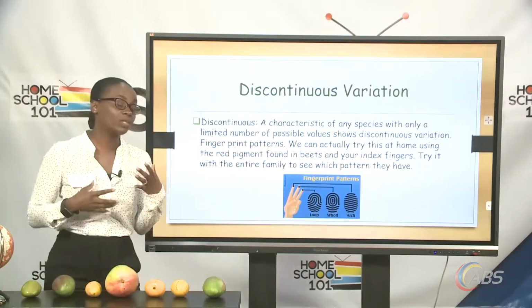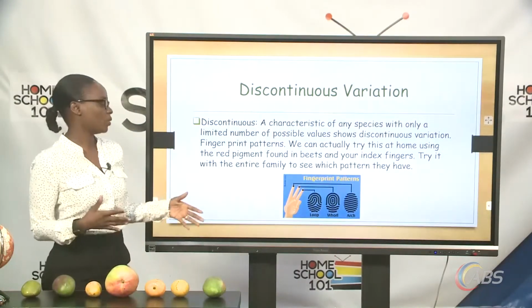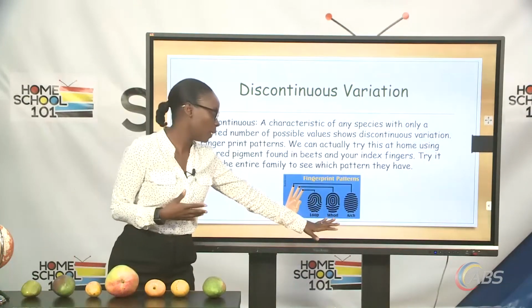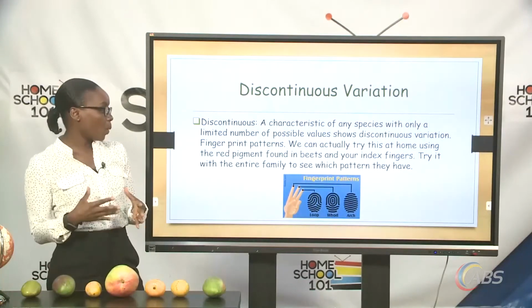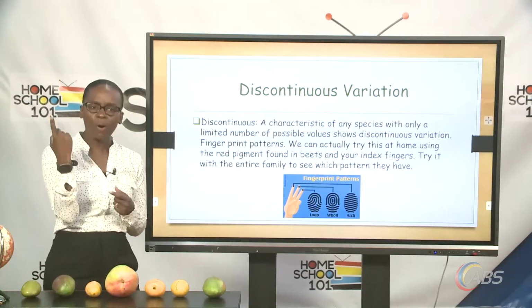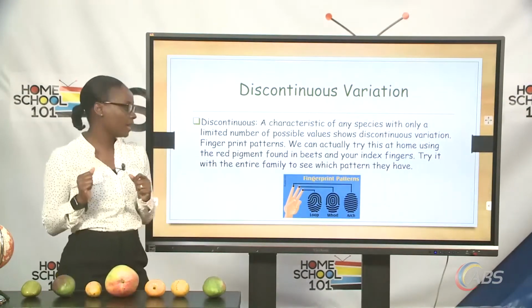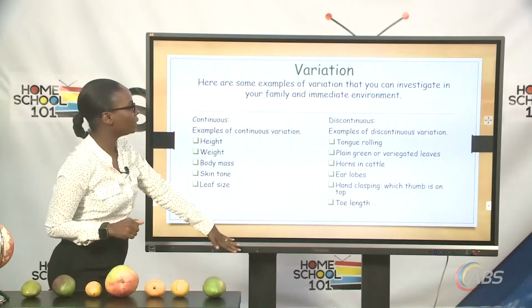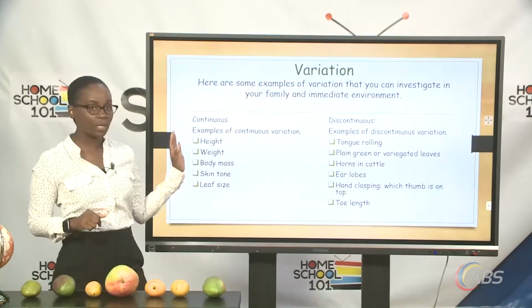Every year I do this with my students. I have never seen a compound individual. So that's one of the reasons why I didn't include it here. But you can go online and see if you can find that compound fingerprint pattern, and you will be able to see, oh, I am a compound, or I am a loop, or I am a whirl. All right? Now, these are some examples of the 2 types of variation.